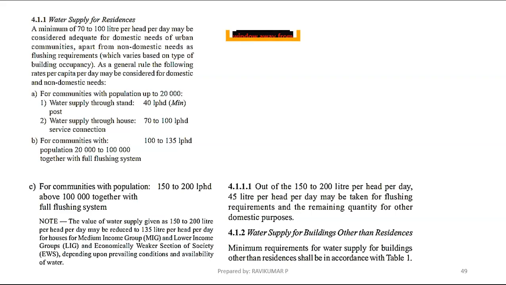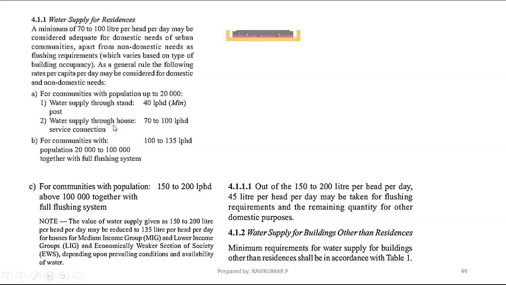For that, we have to consider 40 liters per day. LPHD means liters per head per day. This is the minimum. You have to consider 40 liters for each person in the population. Suppose the population is 19,000, you multiply 19,000 by 40. So you arrive at the water demand for that particular population per day.